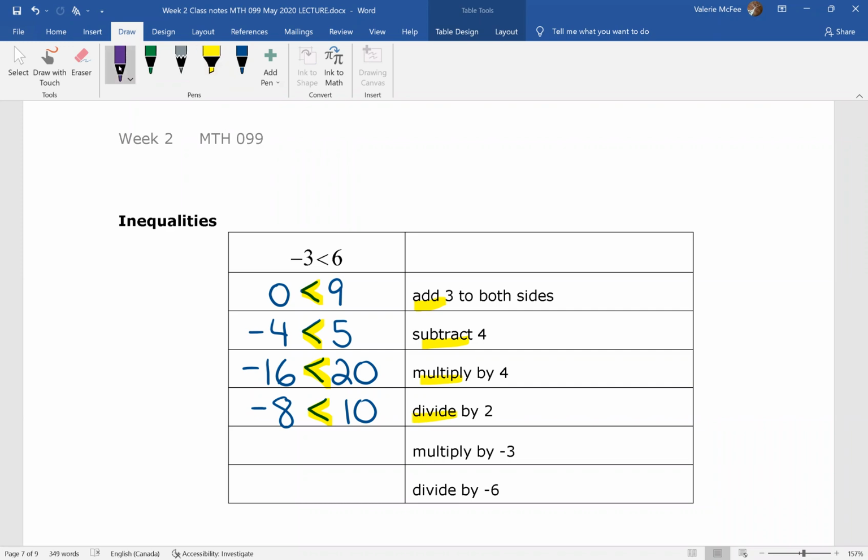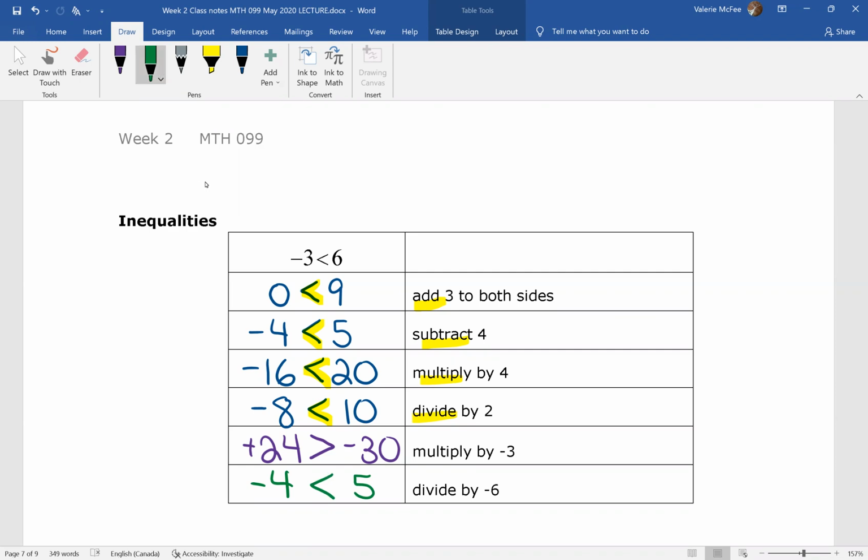Let's keep going. Multiply by -3. -8 times -3, 10 times -3. 24 is greater than -30. Let's divide by -6. 24 divided by -6 is -4. -30 divided by -6 is +5.